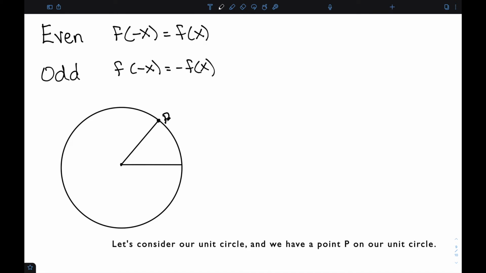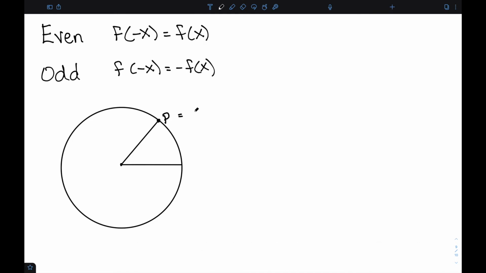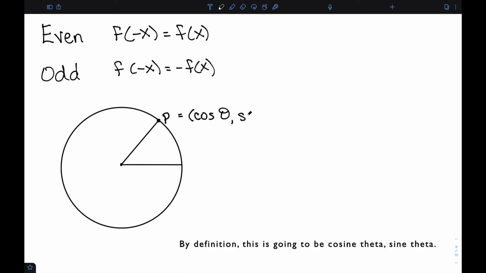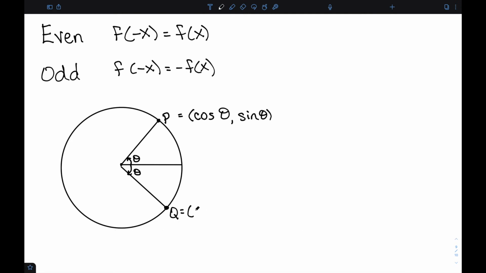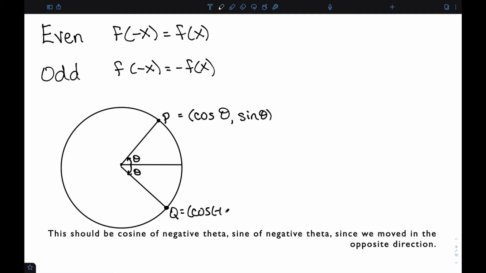Let's consider our unit circle, and we have a point P on the unit circle. By definition, this is going to be cosine theta, sine theta, provided this angle here is theta. And if we try to draw the angle negative theta, so the same size angle, just moving in the other direction, we'll call this point Q. This should be cosine of negative theta, sine of negative theta, since we moved in the negative direction.